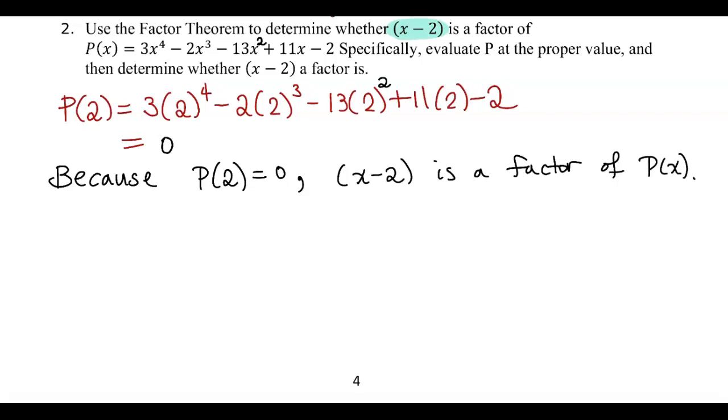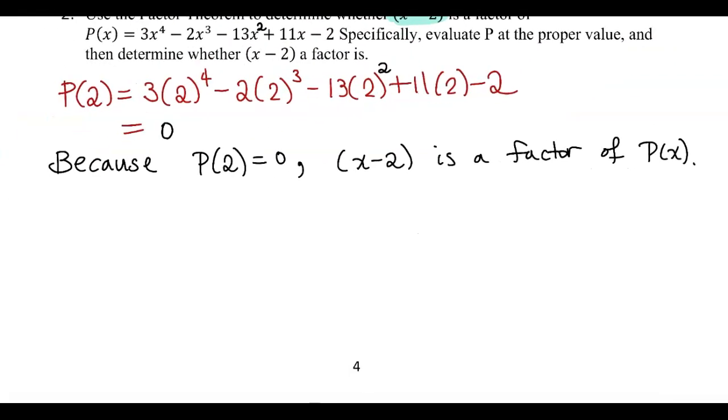Now, if you want to use a different method, we can also check by division. I'll put the 2 in the box, and I'll put the coefficients, and I will do my synthetic division. Looks like we don't have to put any zeros because it's going down by 4, 3, 2, 1, and constant. So I'm ready to start the synthetic division.